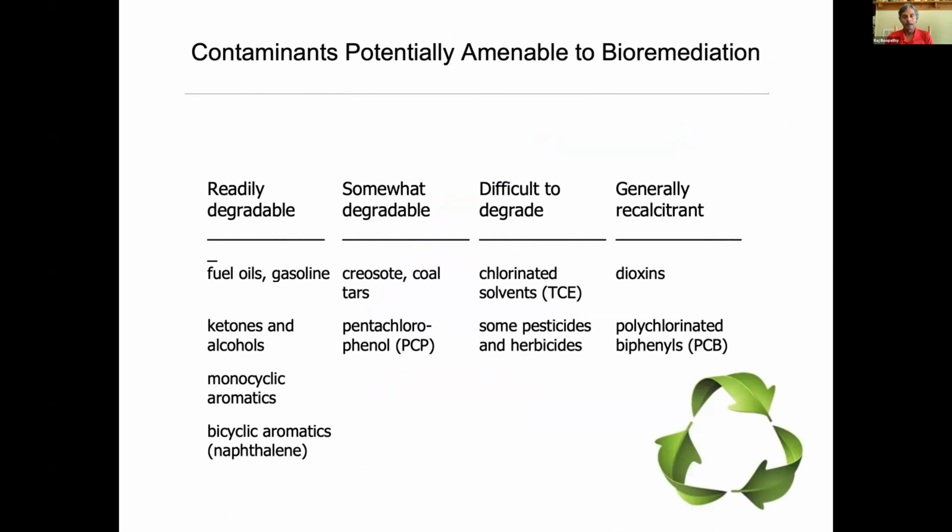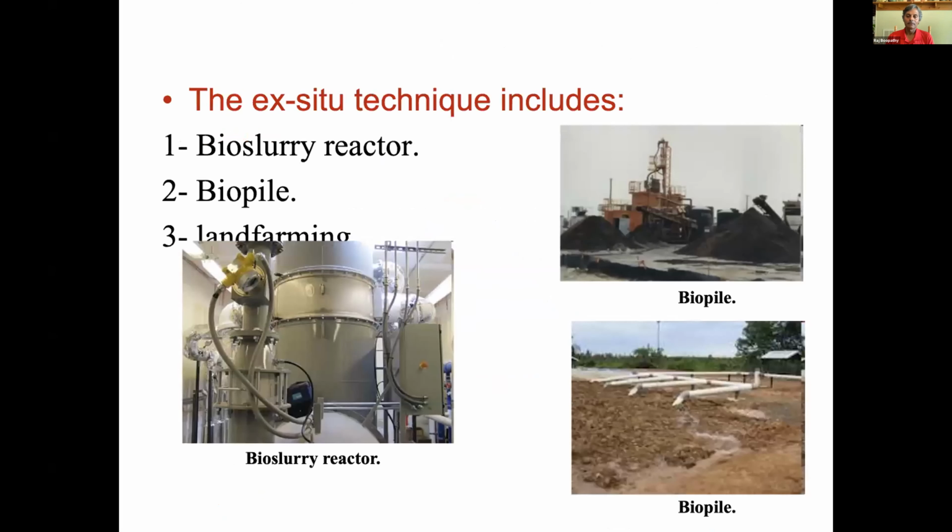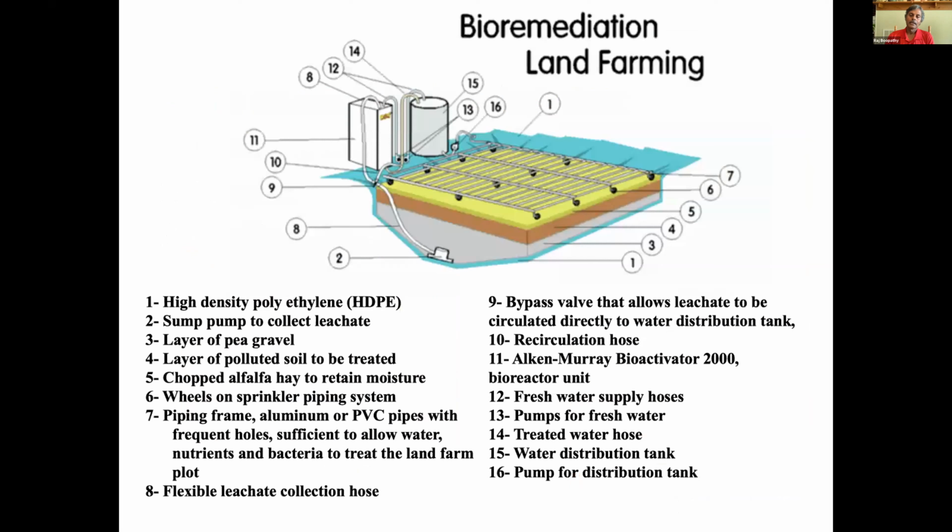So there is a variety of compounds that can be easily biodegraded. There is a lot of list here. You can do this in situ or ex situ. In situ is without excavation. Ex situ, you dig up and modify the site. There is a variety of methods: bioslurry reactor, biopile, land farming. These are some of the commonly used bioremediation methods.